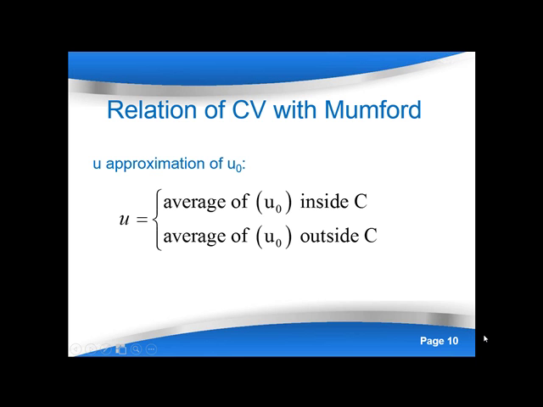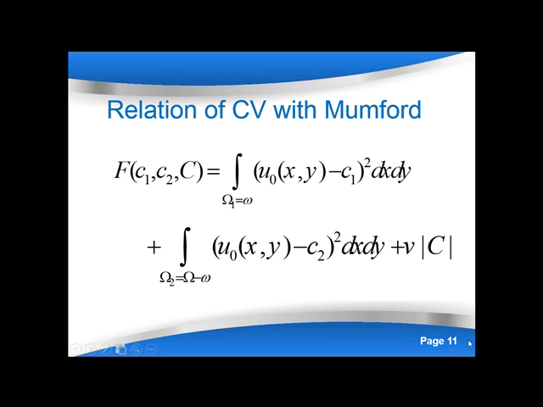By setting nu equal to zero, Chan-Vese method wants to find a two-valued function u to best approximate u naught. And u can take two values, average of pixels inside C and average of pixels outside C. By having C as curve, omega an open subset of omega, we want to minimize this energy function with respect to c1, c2 and C, where c1 and c2 are two unknown constants.